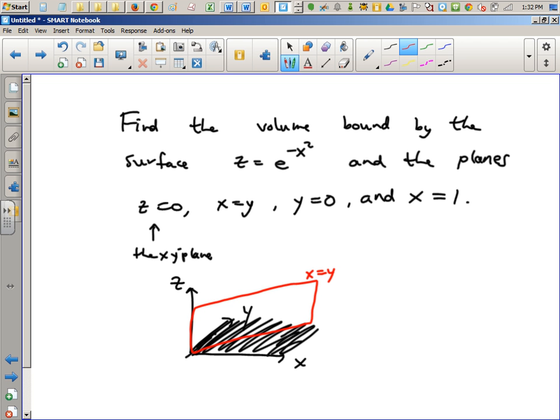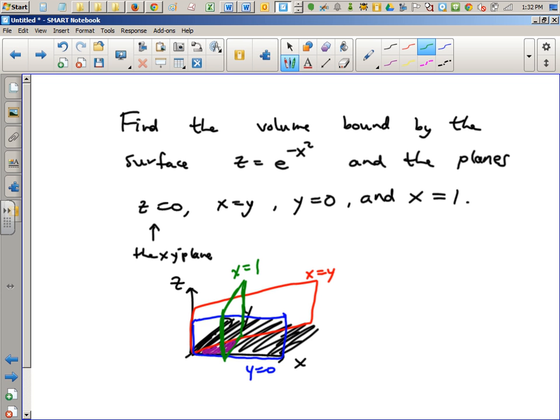remember? Y equals 0, that's just this plane right here in blue. That's the y equals 0 plane. And the x equals 1 plane, that's just this plane. So I think what's going on is there's this little purple region in here. I don't know if you can see it or not. But there's this little purple region. And the surface is sort of a cap on top of it. So it's like there's this triangular prism.